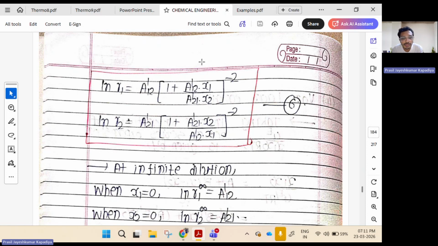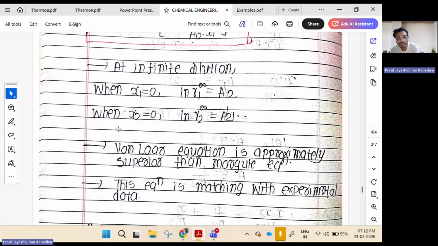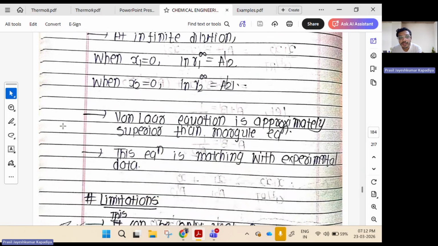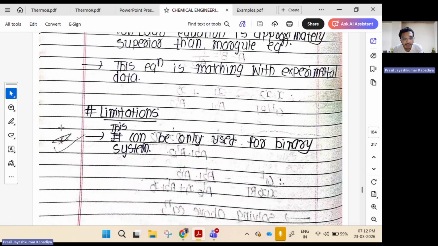Now when x1 is equal to 0, this term is going to be 0, so this whole term is going to be 1. So ln gamma 1 infinite will be A12 prime. And when x2 tends to 0, this term will be 0, so the whole bracket will be 1. So ln gamma 2 infinite is equal to A21 prime. This Van Laar equation is slightly superior to the Margules equation, and generally matches well with experimental data. The limitation is that these equations can only be used for binary systems. We cannot use them for ternary systems.